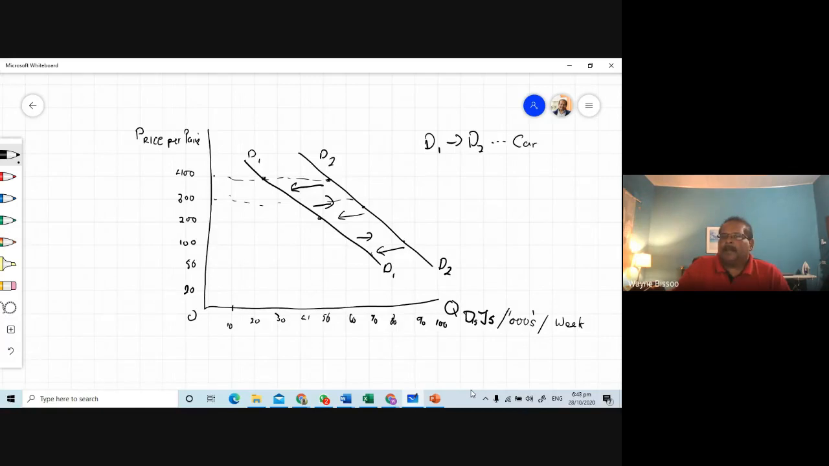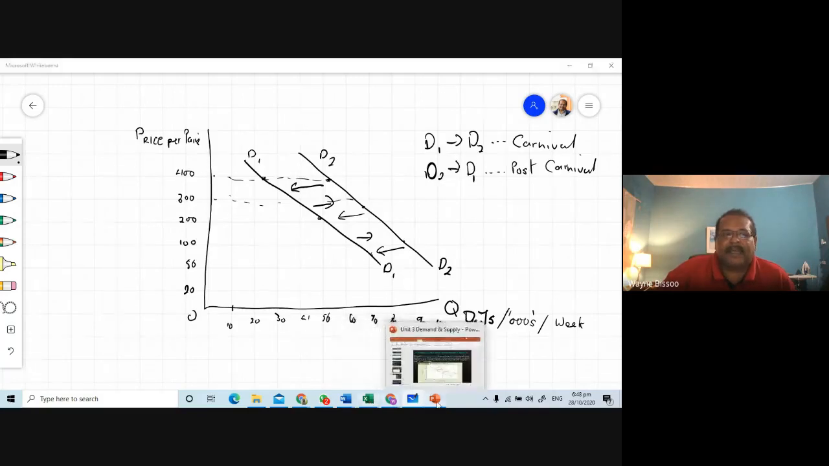All right. When Carnival was over, so this is post Carnival now, in the post Carnival situation, you had to go from D2 back down to D1. That was a leftward shift in this direction. That makes sense? That sounds logical to you guys? Yes, sir. I understand. All right. So let's look at the other non-price determinants that he identified.